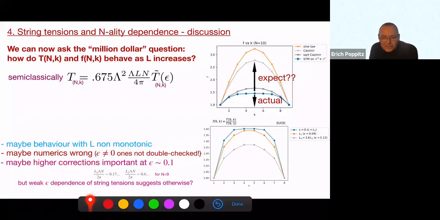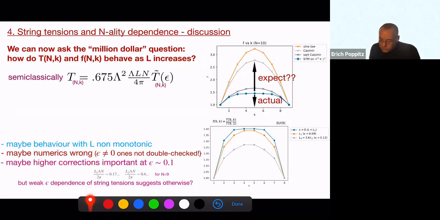It's also possible that at this value of epsilon that we took, 0.1, these corrections are not small. Remember, the semi-classical expansion parameter is lambda L n over 2 pi. So in one case, it's 0.1. For the larger dimension, it is 0.6. So I don't know whether these chiral corrections are important or not. But on the other hand, the string tensions themselves have a very weak dependence on epsilon. So I don't know what the resolution of this is, but this is the result.